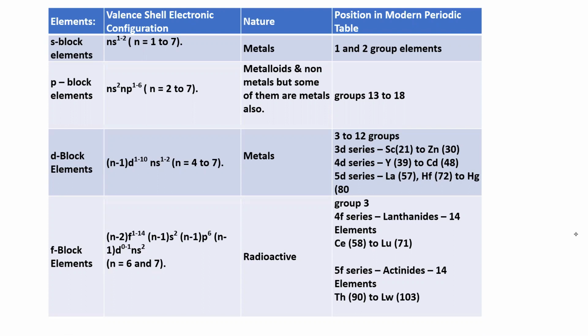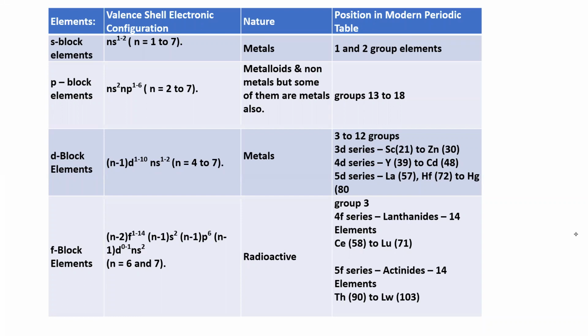S block elements. What is the valence shell electron configuration of S block elements? ns1 or ns2. Either they have ns1 or ns2 configuration. What are S block elements? The S block elements are those in which the differentiating electron enters into the S orbital. What is the nature of those elements? Metals. All S block elements are metals. 1A and 2A group elements are nothing but S block elements and they are the most electropositive metals. As we go down the group, the electropositive character increases in any group, not only in S block. Next, what is the position in the periodic table? Group 1 and 2 elements, 1A and 2A group elements.